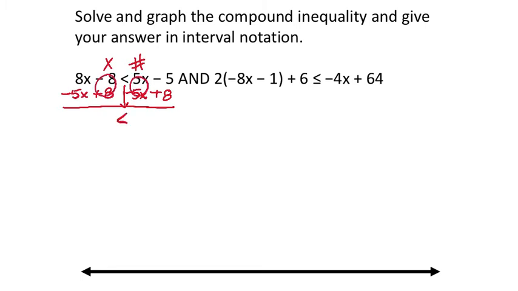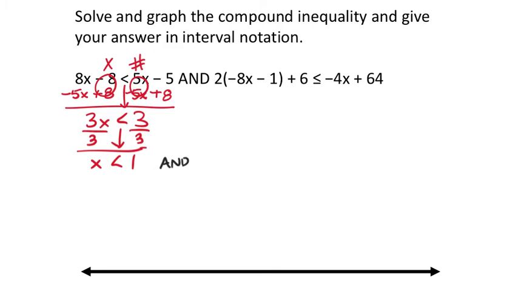It's going to zero out these terms. 8x's minus 5x's is 3x's. Negative 5 plus 8 is positive 3. And then to solve this one, we're dividing both sides by positive 3. That's why that inequality stays the same. x is now less than 1. And, well, let's see what we get out of the second one.